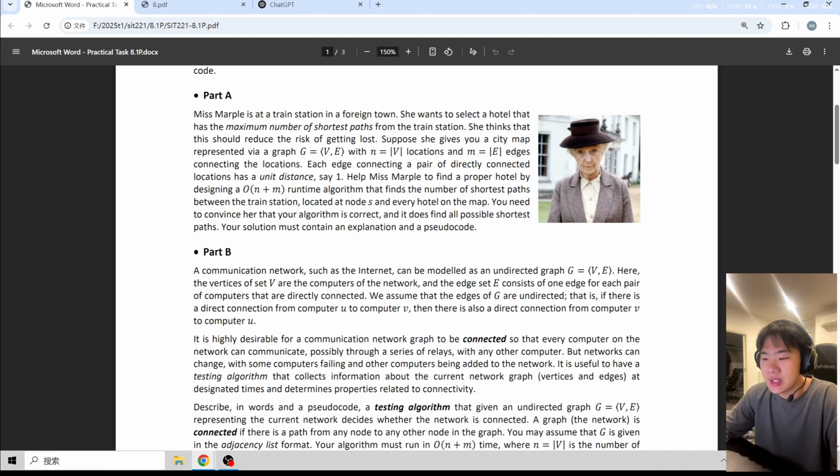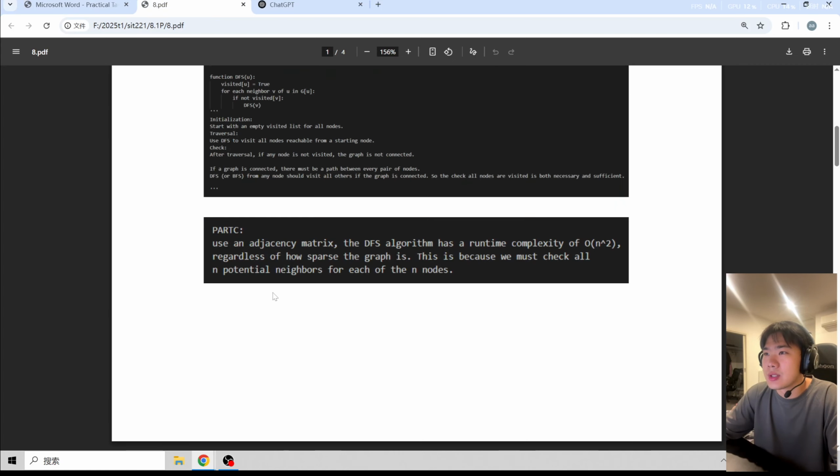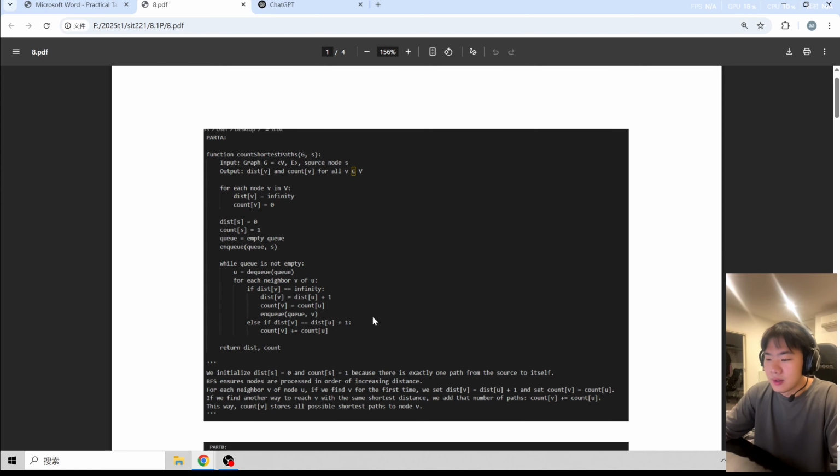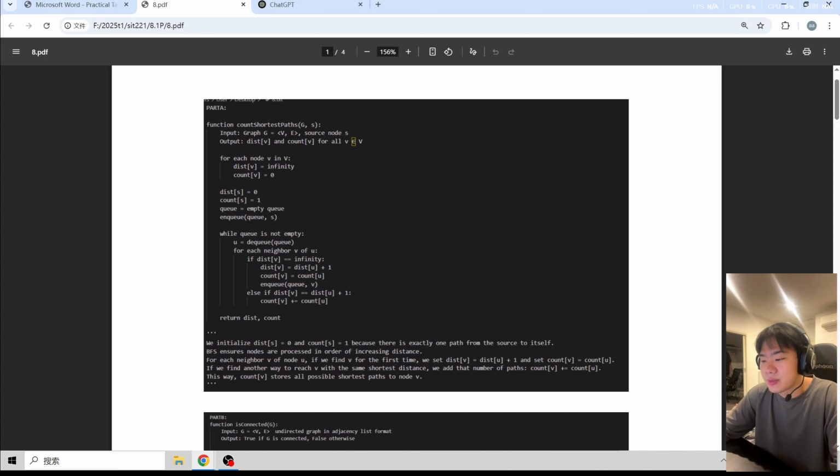So we can model this city as an undirected graph where each edge has a unit distance, so the length will be 1. We solve this question by using BFS, which is very easy for finding shortest paths in unweighted graphs. In BFS, we keep track of two things for each node: dist and count. The dist is the shortest distance from the train station, and the count is the number of different shortest paths from start to end. As we explore each node and its neighbor, we do the following things.